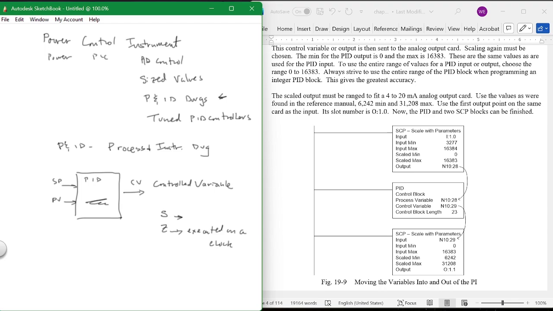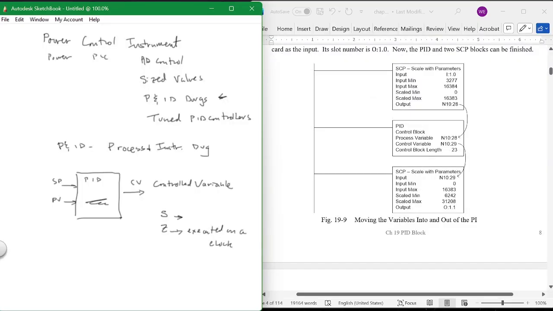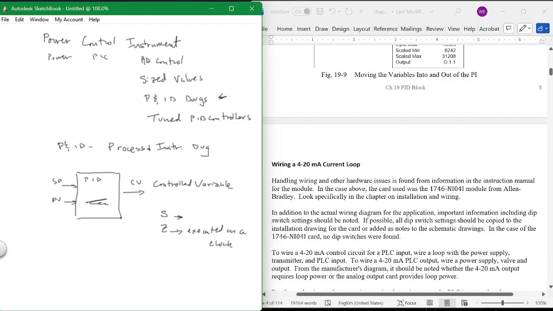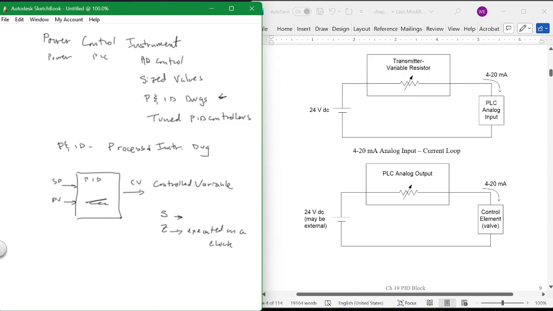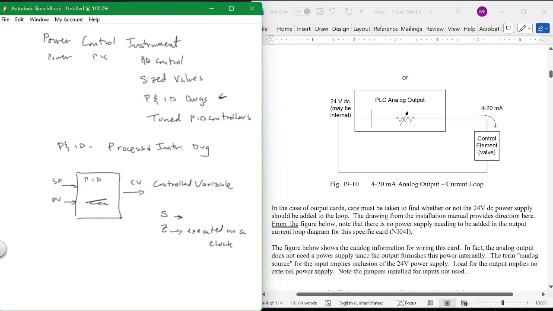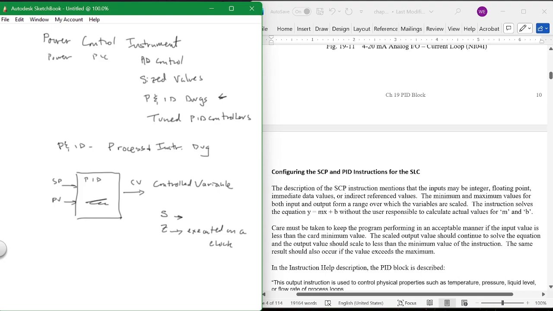So those are executed rather quickly on a clock, but they're executed this way as opposed to continuous. So again, not a big deal, but realize that this is not true Laplace. This is the Z version of the Laplace transform. If you wanted to know, that's what that is. Okay? So this is talking about wiring a current loop, and we're going to skip that because we don't have too many of these, but we're not going to worry about that right now.